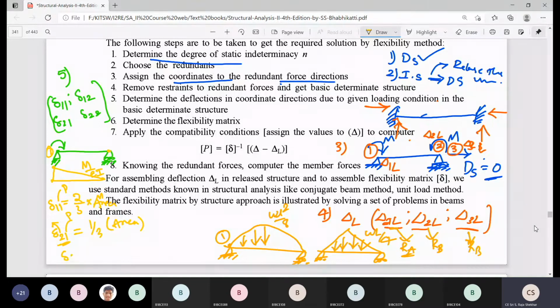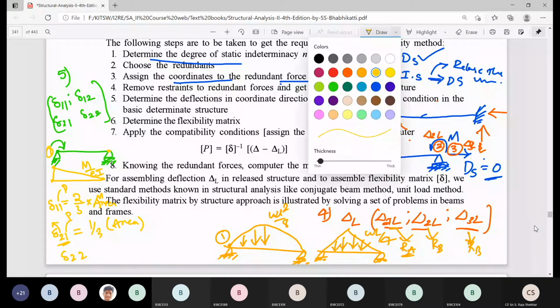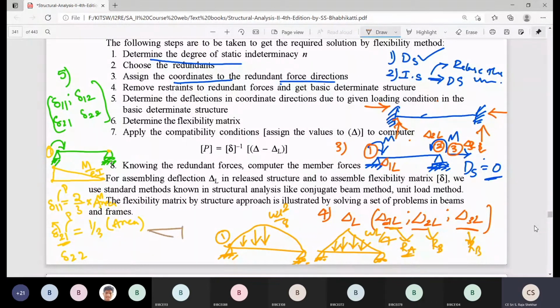Similarly, delta 22. How to calculate delta 22? By applying a unit force at coordinate direction 2, we need to draw the M by EI diagram. So this is coordinate direction 2. For this, delta 22 will be equal to 2/3 of the area of this triangle.